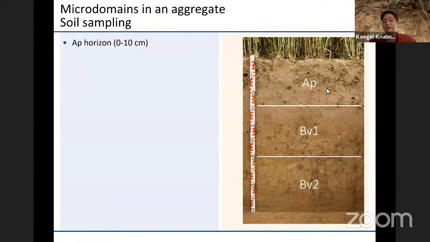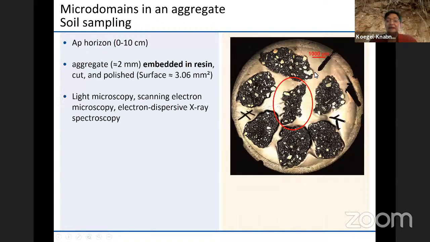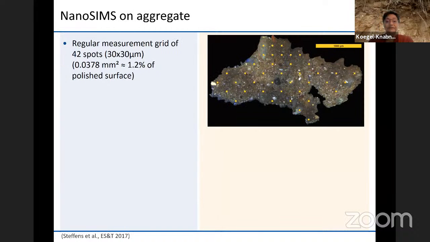This is the soil profile, and we looked at the plowed AP horizon. In this case, we looked at intact aggregates that were embedded in resin. You see a number of samples, and I will show data from this aggregate. This is light microscopy, but we also did scanning electron microscopy and also NanoSIMS.